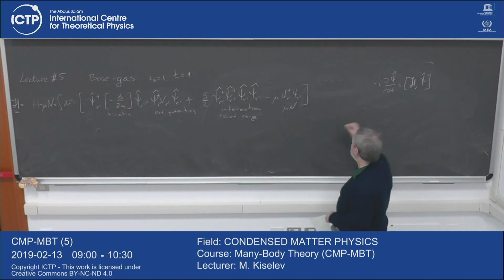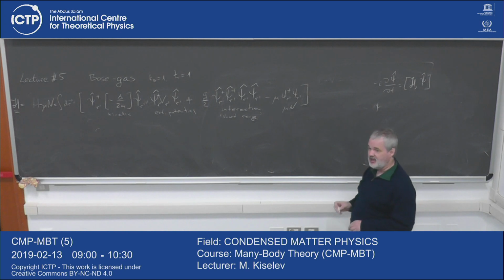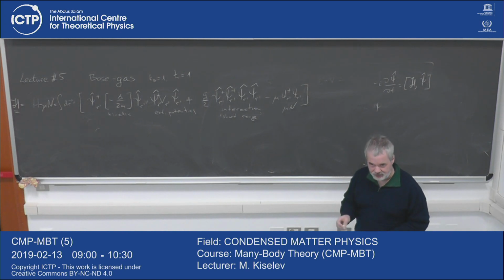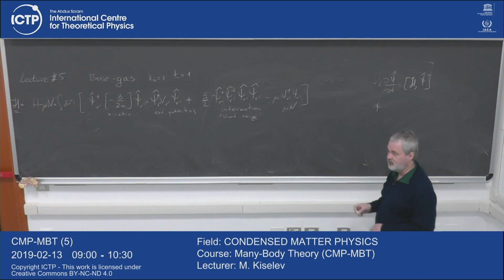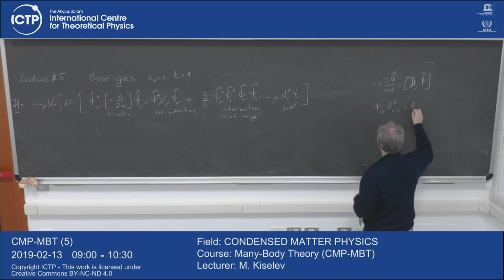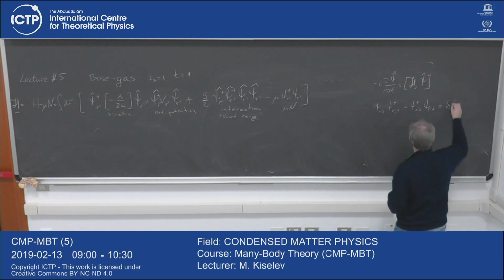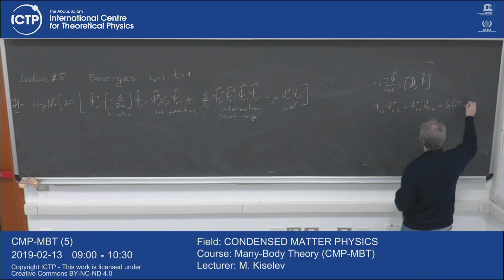So we have a system of bosons. The operators psi and psi dagger taken at the very same moment of time, because this is the Heisenberg picture, satisfy the commutation relation: psi of r t psi dagger of r prime t minus psi dagger of r prime t psi of r t is equal to the delta function of r minus r prime.